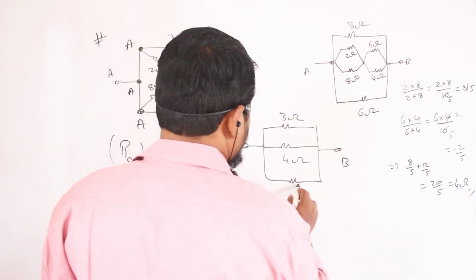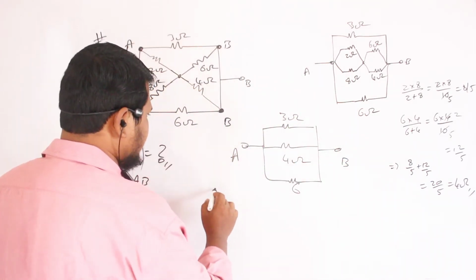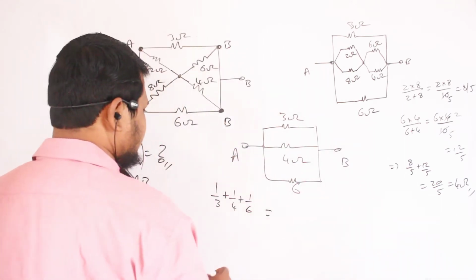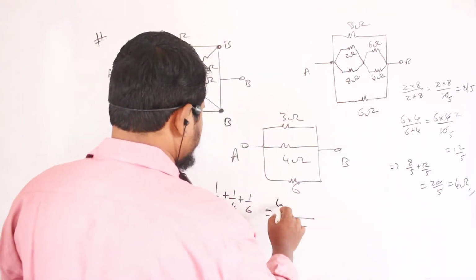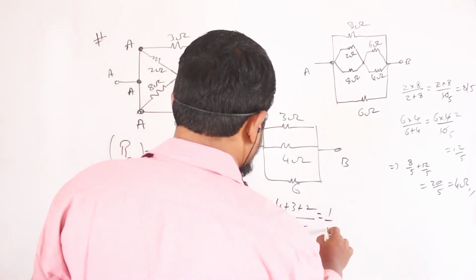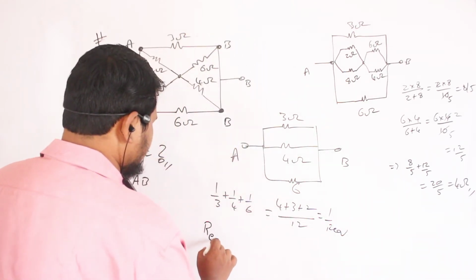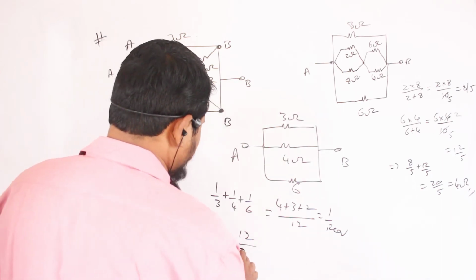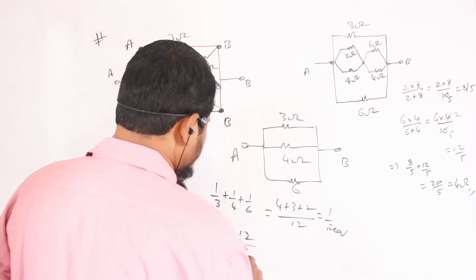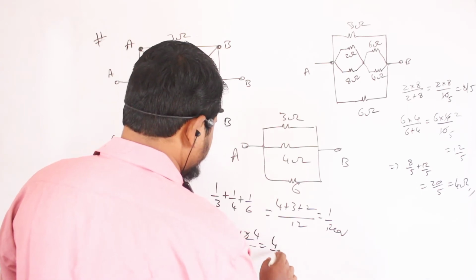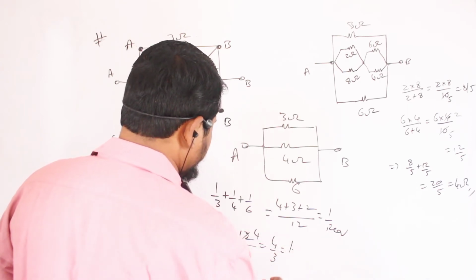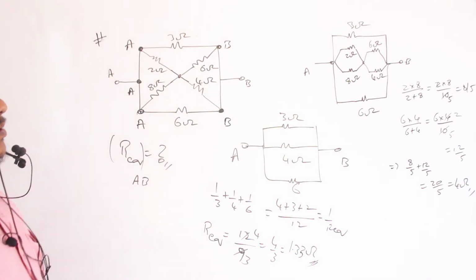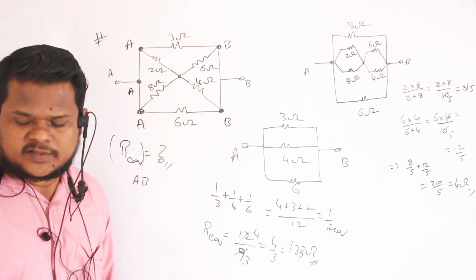Clear? So now 3, 4 and 6 they are connected in parallel connection. So 1 by 3 plus 1 by 4 plus 1 by 6. So LCM I can take 12. So 4 plus 3 plus 2, this is equal to 1 by R equivalent. So therefore R equivalent is how much? Let us see. So 12 divided by 9. 12 divided by 9 is how much? 3 threes are 9, 3 fours are 12. So 4 by 3. 4 by 3 is how much? It is 1.33 ohms. That is the equivalent resistance. Okay? So 1.33 ohms is the equivalent resistance of this circuit. That's all.